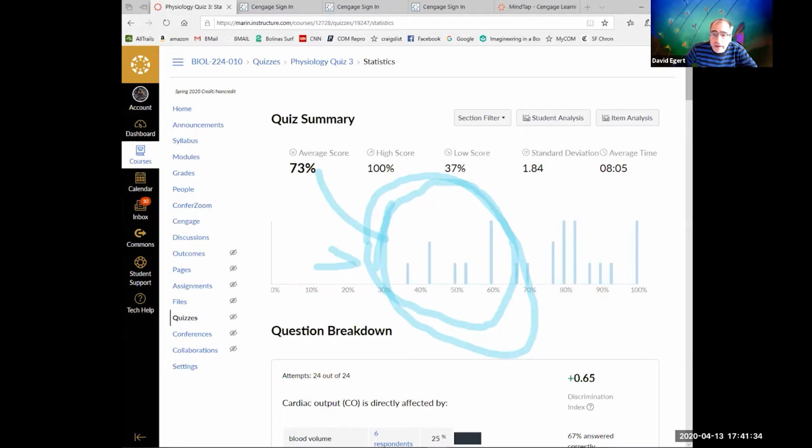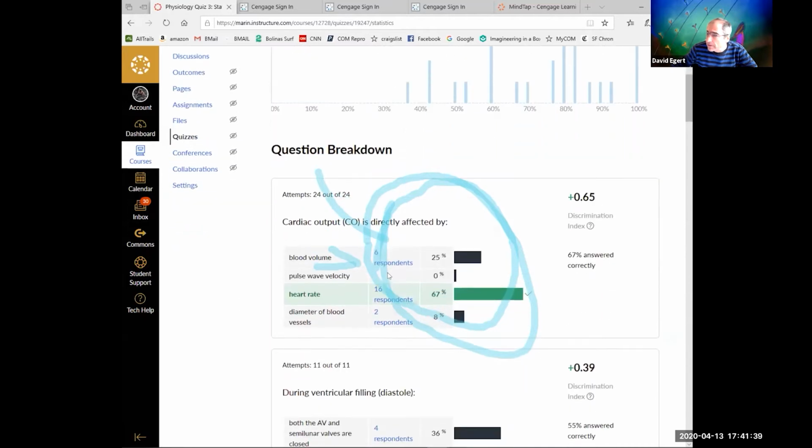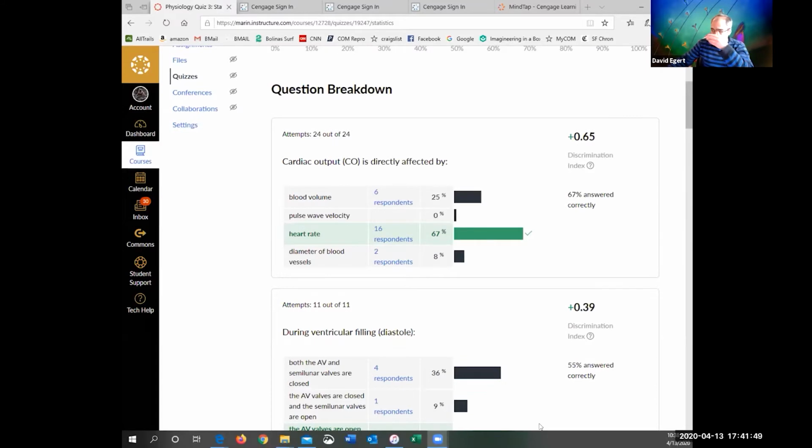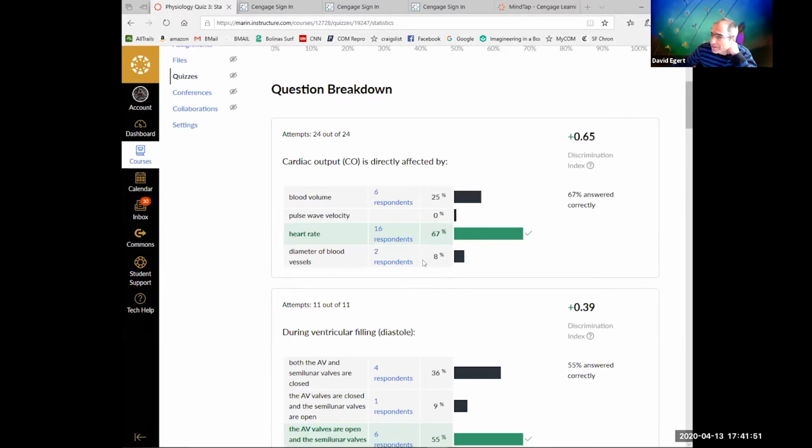Let me clear that out here. Oh, let me get rid of that annotation. Okay. So cardiac output. We had 2/3 of the people. This is kind of wild to actually be able to see this. It's kind of fun. 2/3 of the people got this one correct.